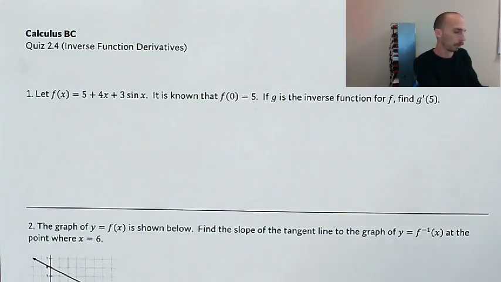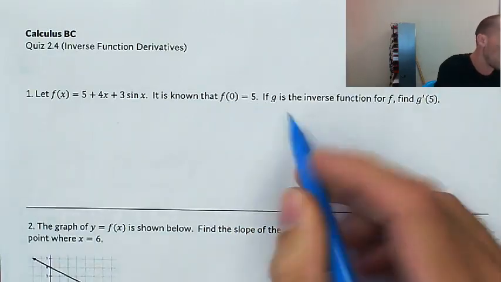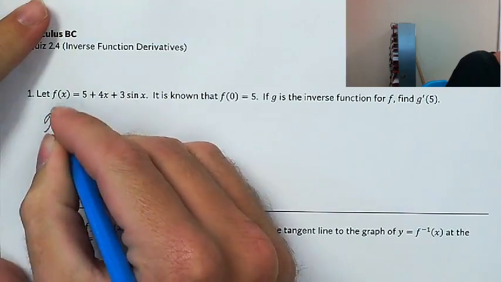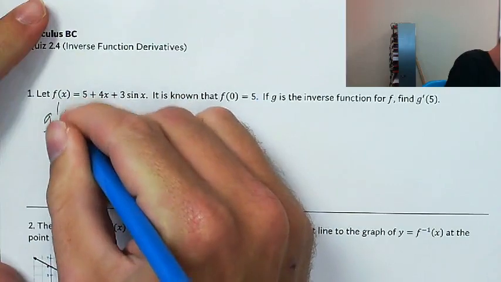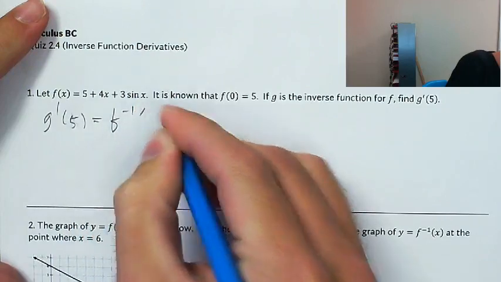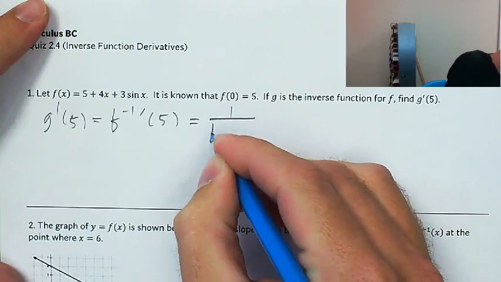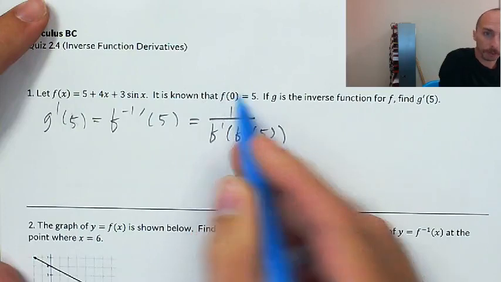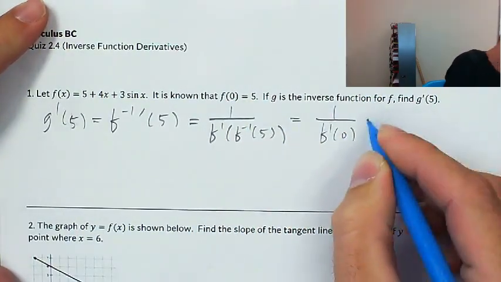All right, form J, last quiz, last form. So let f of x be 5 plus 4x plus 3 sine x. We know f of 0 is 5, and we know g is the inverse function for f, and we want g prime of 5. So we're going to say g prime of x, or g prime of 5 is f inverse prime of 5. And we've got a formula for that. That's 1 over f prime of f inverse of 5. Okay, well, we can see here that f inverse of 5 is 0. And that's going to be 1 over f prime of 0.